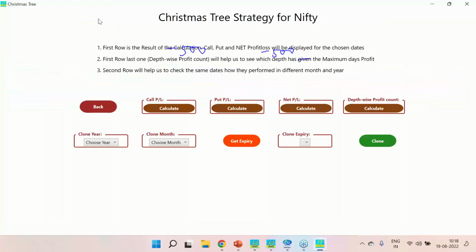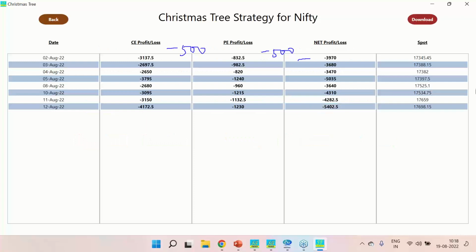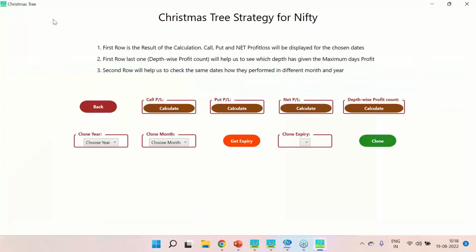Now for the sum of all these things, because the call and put trades together form the Christmas tree strategy. Whatever profit or loss is coming from the call combination and from the put combination, this is the net profit and loss. Here you must note that this particular strategy we have formed, with a depth of 500 points, is giving us losses.